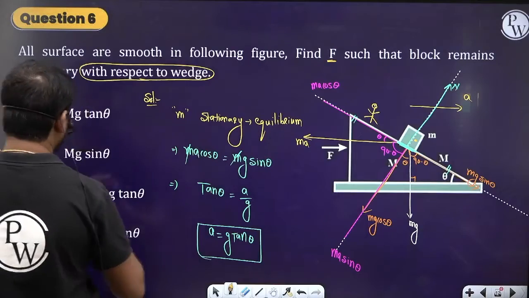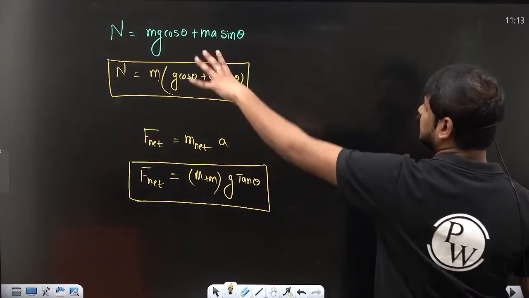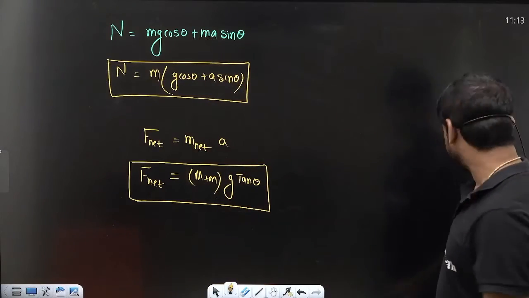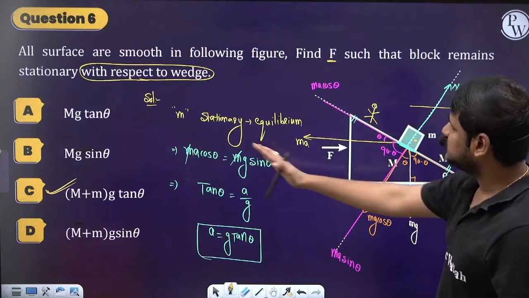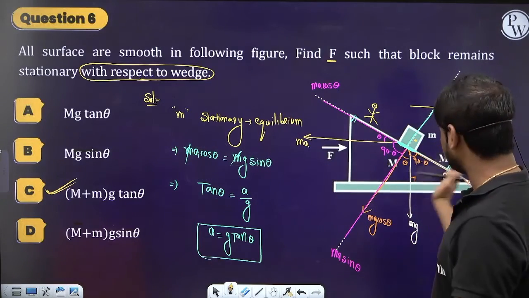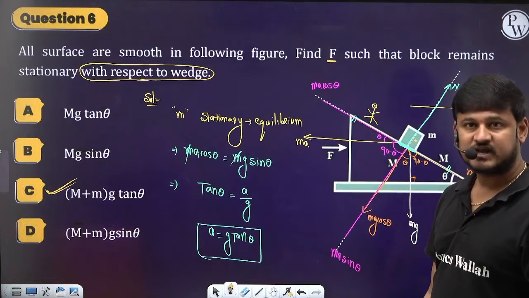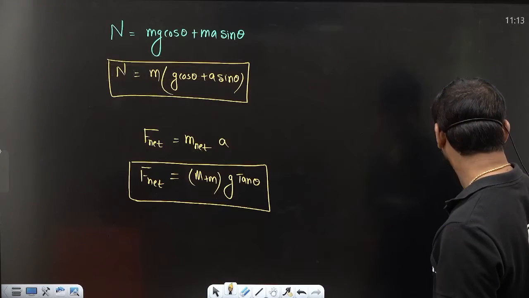That's it. Actually this part is not required, just for your understanding I wrote the normal reaction. They did not ask about the normal here. We just need the force F, the horizontal one only. Done? Clear, guys? Chalo, let's move further.